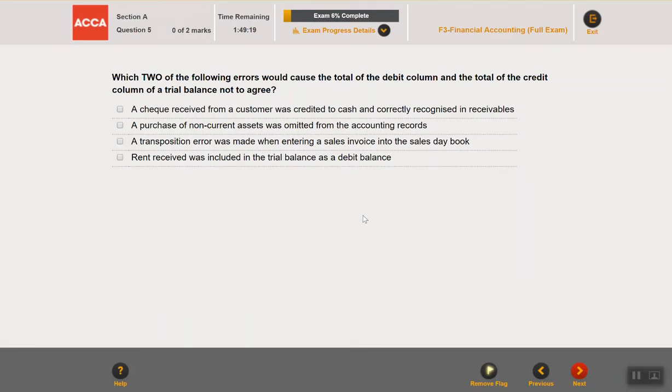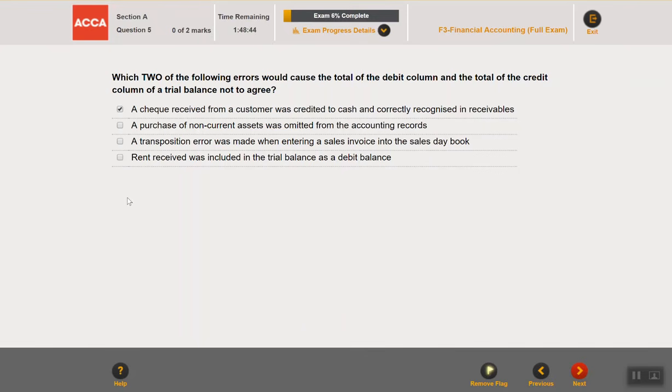Which two of the following errors could cause the total of the debit column and the total of the credit column of the trial balance not to agree? A check received from a customer was credited to cash and correctly recognized in receivables. Okay, check received was credited to cash. No, it should be debited. So if we correctly recorded in receivables, that means we credited receivables and we should have debited cash, but instead we credited cash. So there are two credits. This will make the trial balance imbalanced.